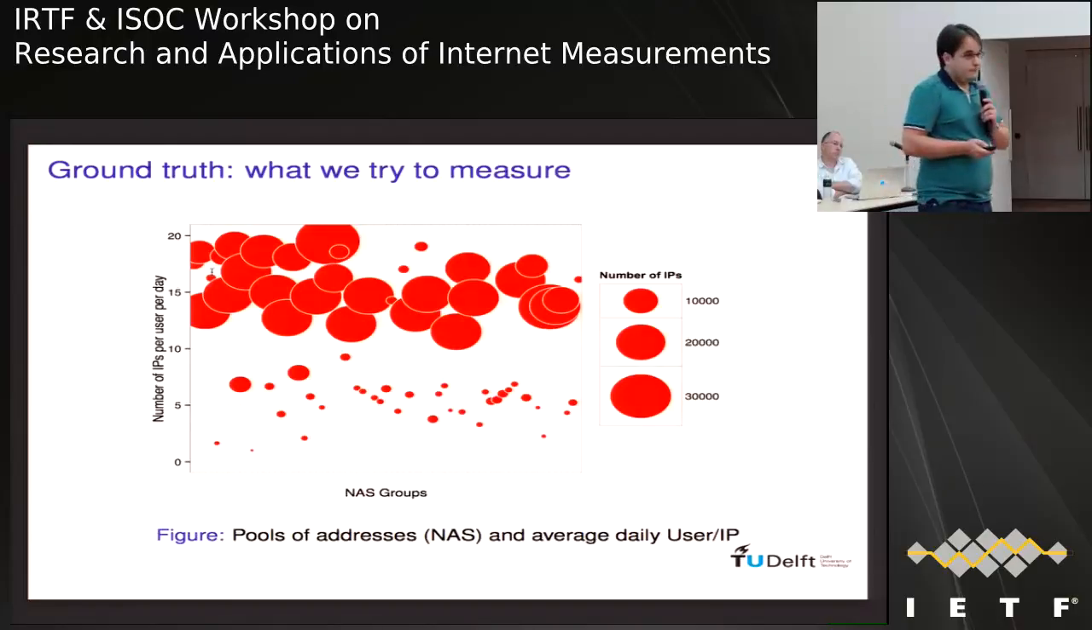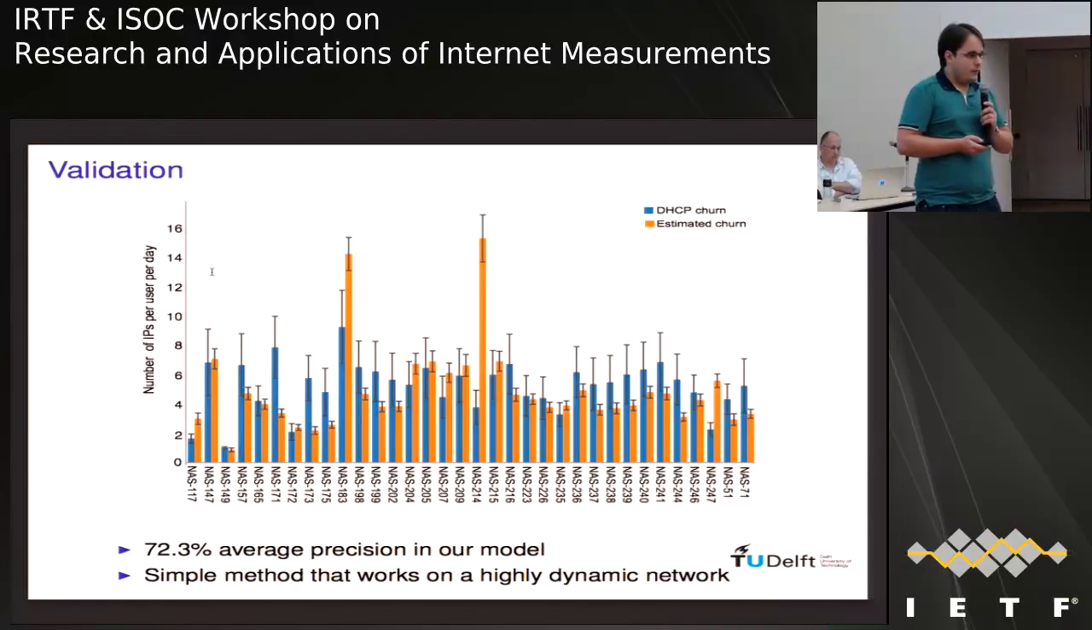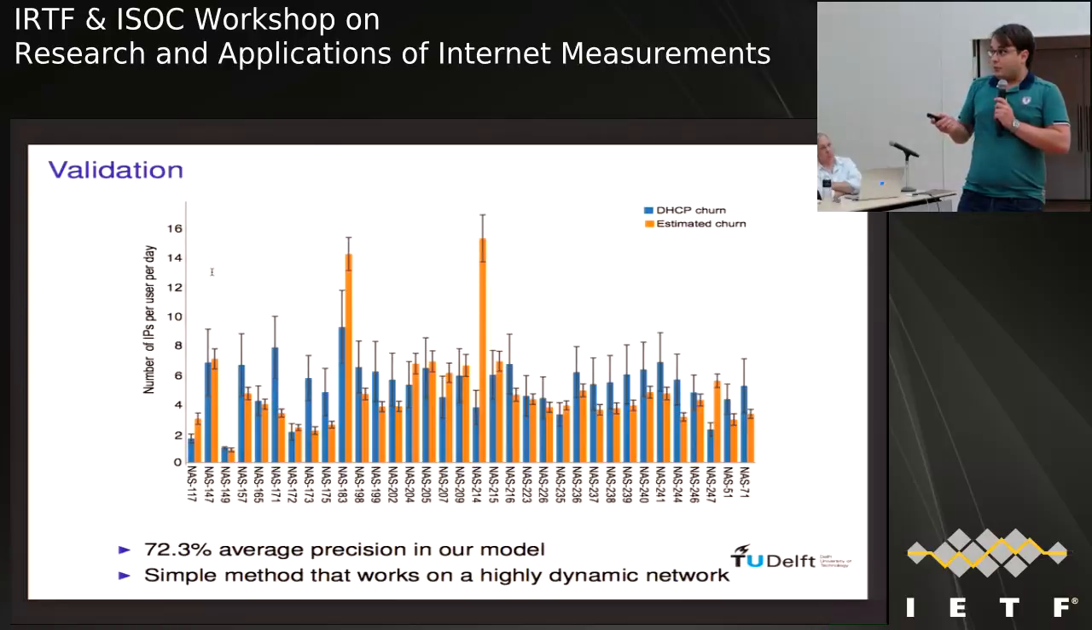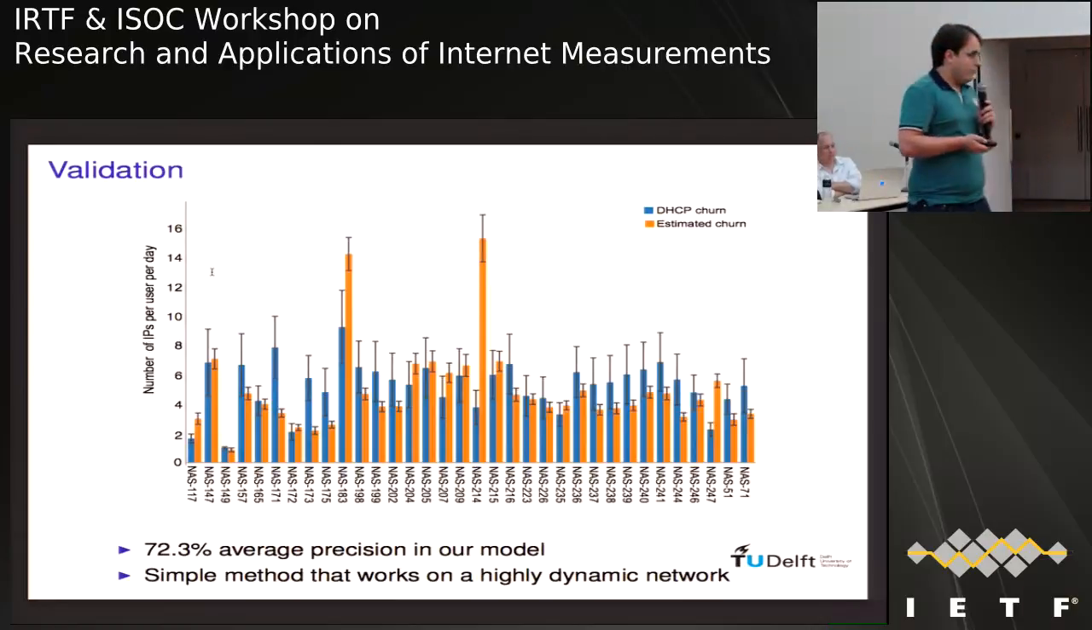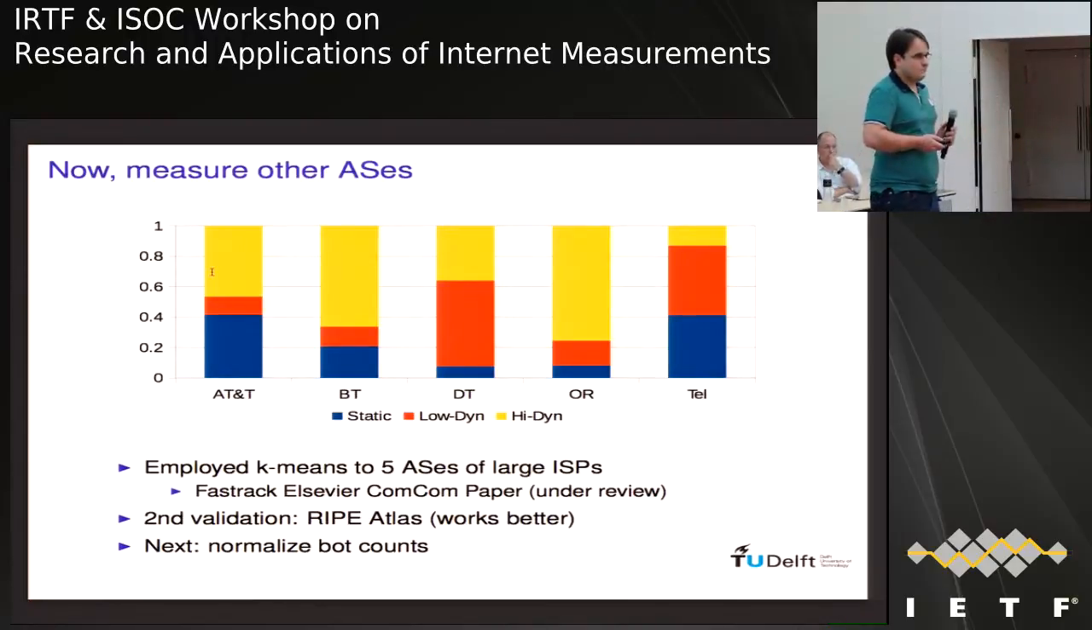And these are the results we got. 72% precision estimating DHCP churn only using ICMP remotely. This was pretty good, a simple method that works. And we also validated with RIPE Atlas probes. Later on, it works even better. And that allows us to get the pool of addresses via ISPs. And these are different ones. It's under submission now to Computer Communications. And we can see what is the pool that's static, dynamic, highly dynamic, and how dynamic they are. And I think that's it.